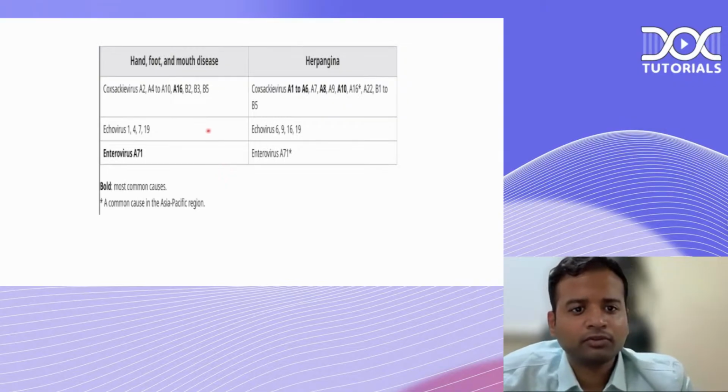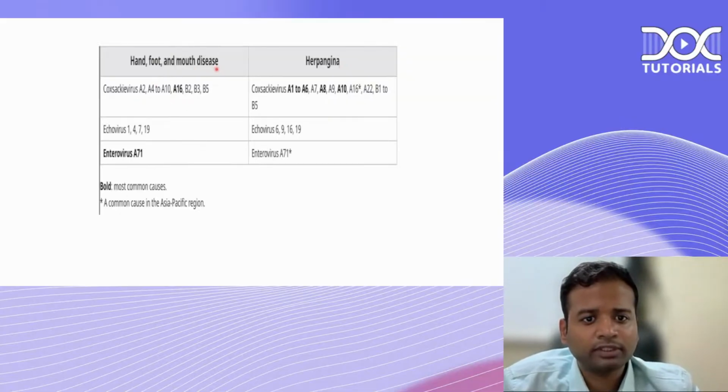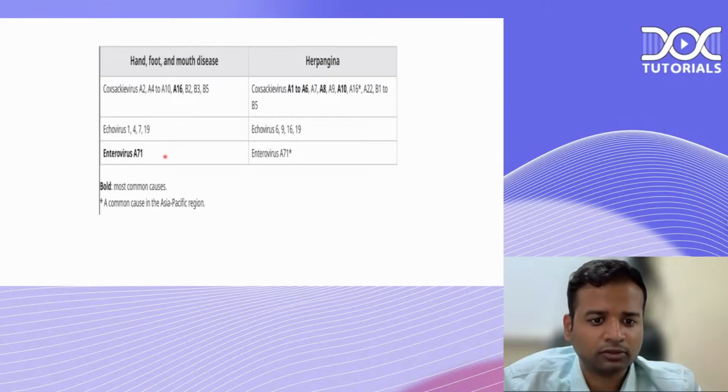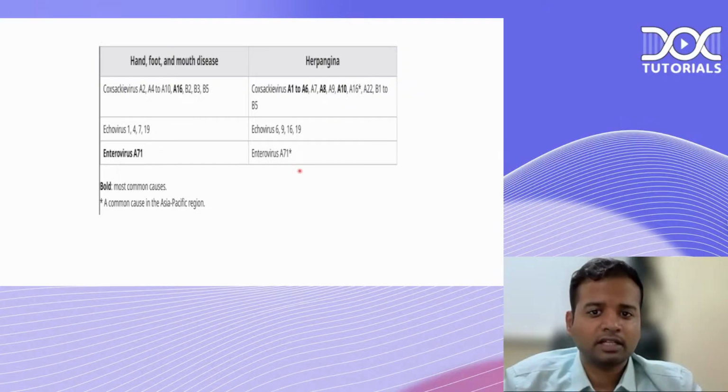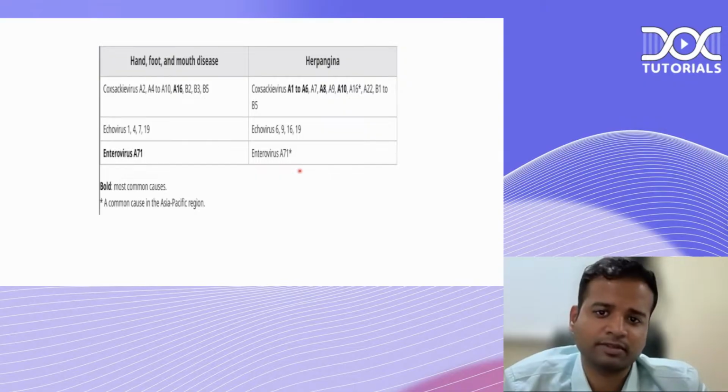As I have told you before, hand, foot, mouth disease and herpangina are both caused by the enterovirus genus. In hand, foot, mouth disease, Coxsackie A16 is the most common virus, followed by enterovirus A71, and Coxsackie A6 also. Herpangina is also caused by the same enterovirus genus, most commonly Coxsackie A1 to A6, A8 and A10. So the viruses are the same, but the clinical presentation is different. Just remember these two syndromes.